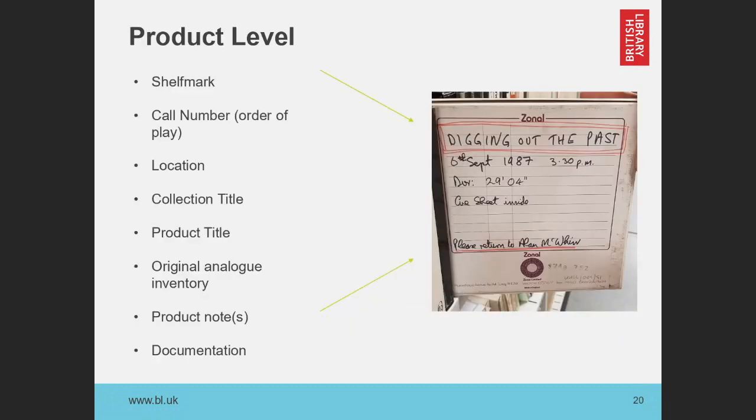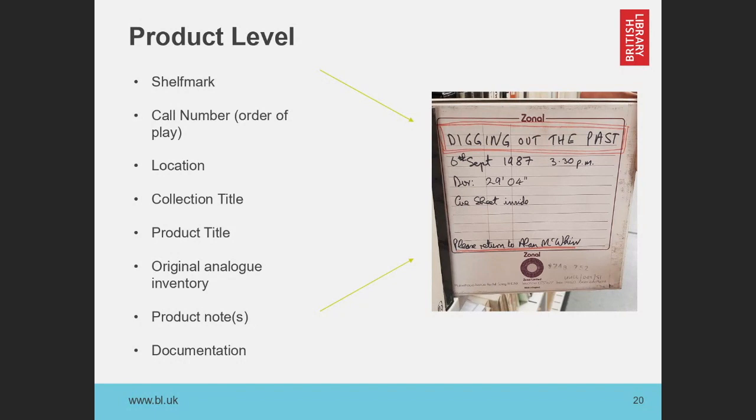Next up is product level, which captures a description of the physical carrier itself, so a tape box or a CD. This is important because what's written on the carrier can provide useful information about the recording, such as content, date, who the author or producer was, playback speed, etc. However, what is written on the box may not reflect the content, which in itself is important to note.